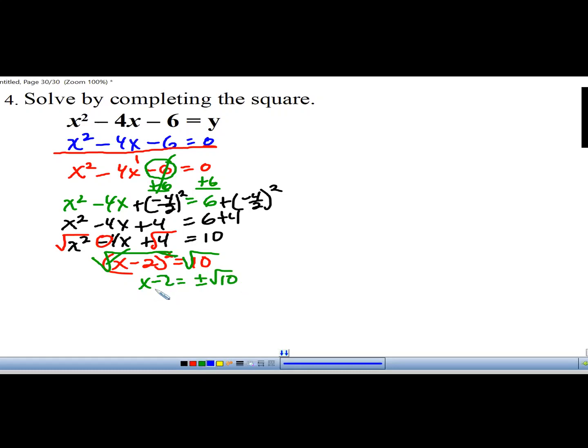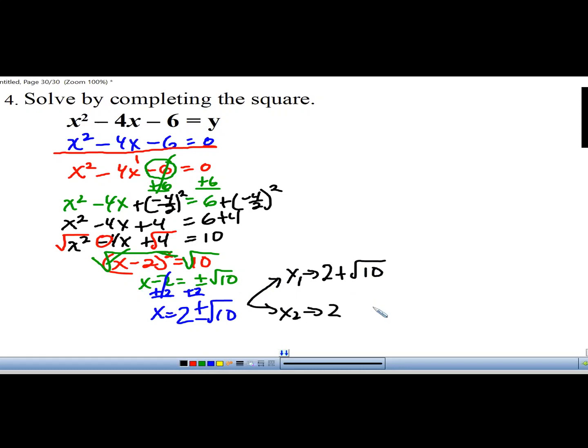Solve for x, so I add 2. X equals 2 plus or minus square root of 10. And we write our two equations. X sub 1 is 2 plus square root of 10. And x sub 2 is 2 minus square root of 10. And these are my solutions. X-intercepts, roots, zeros. Is it coming back?